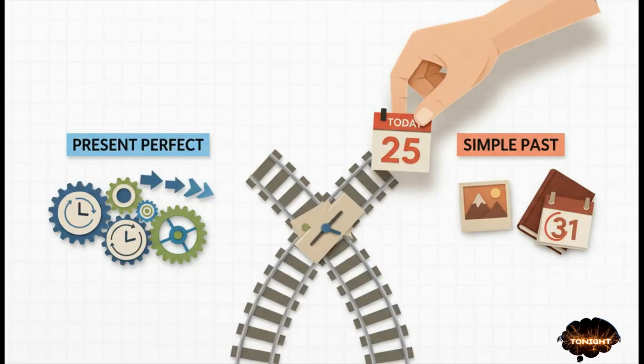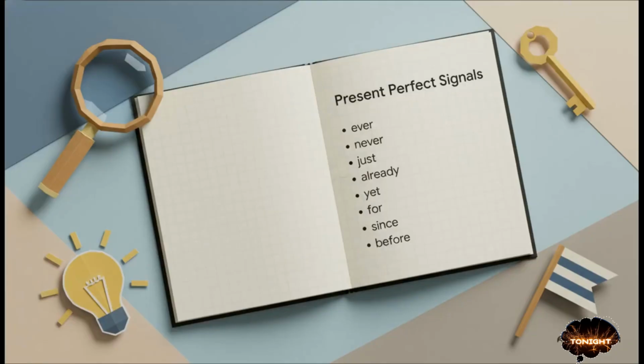It's a deal breaker. And to make things even easier for you, here are some common signal words. When you see words like ever, never, just, or already in a sentence, it's a very strong clue that you probably need the present perfect. Think of this as your little cheat sheet.